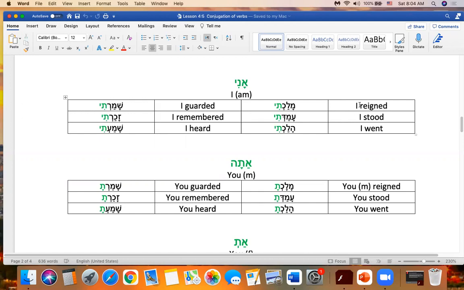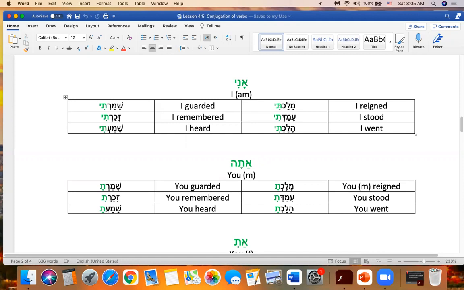So I reigned, the root of reigned is malak. So all you do is attach T to malak, malakti. I stood. Amad is the root for stood, so you say amadti. I went. Halak, halakti. I guarded. Shamar, shamarti. Remembered. Zachar, zacharti. I heard. Shama, shamati.